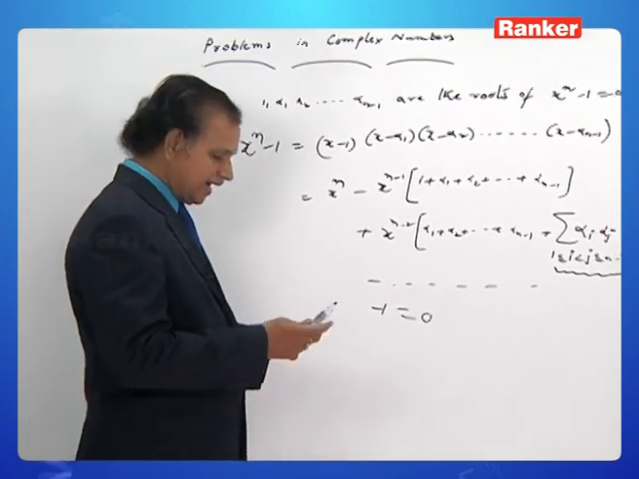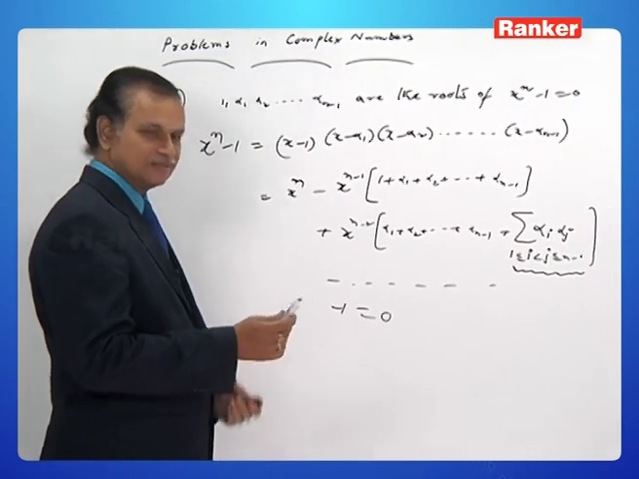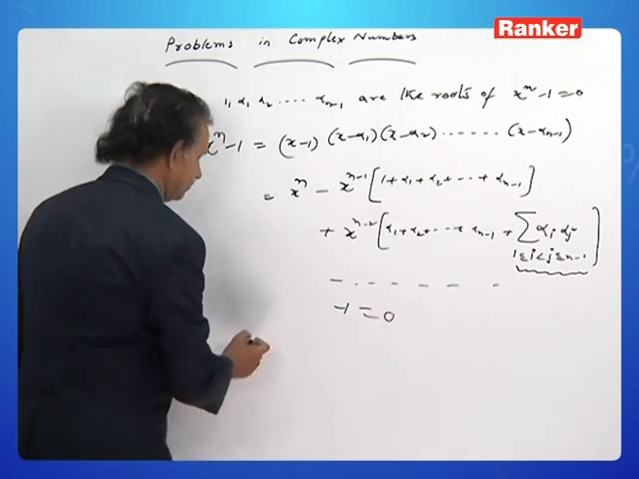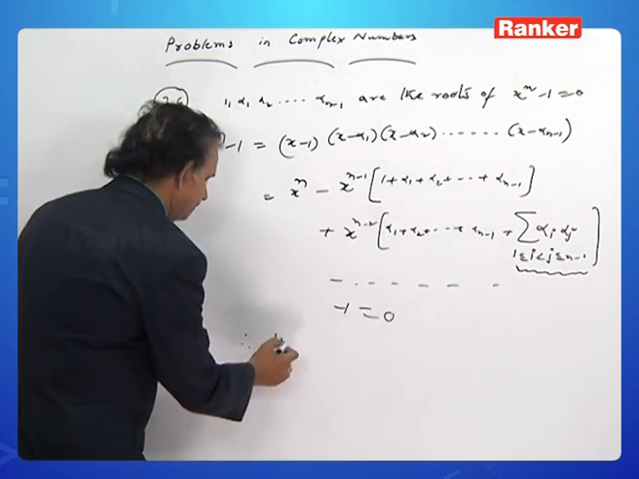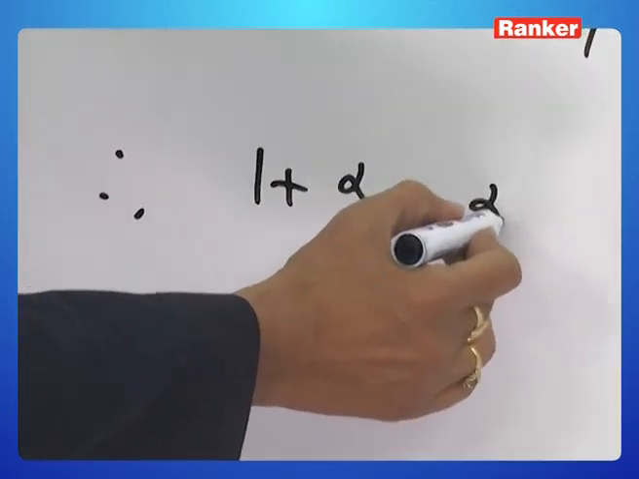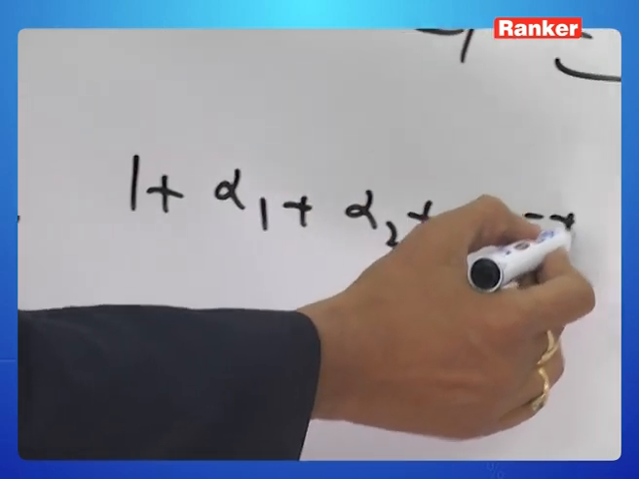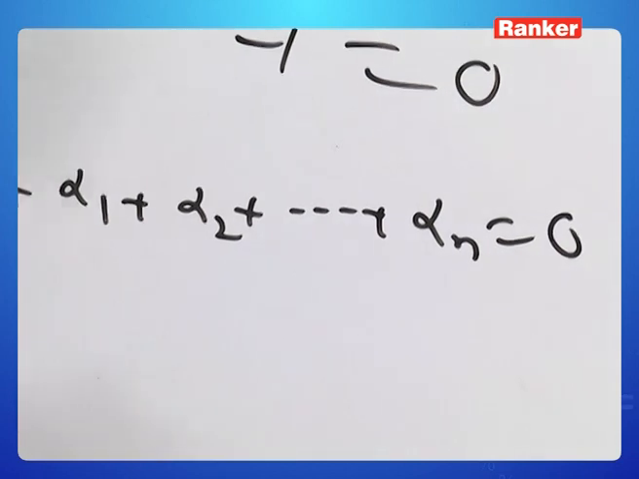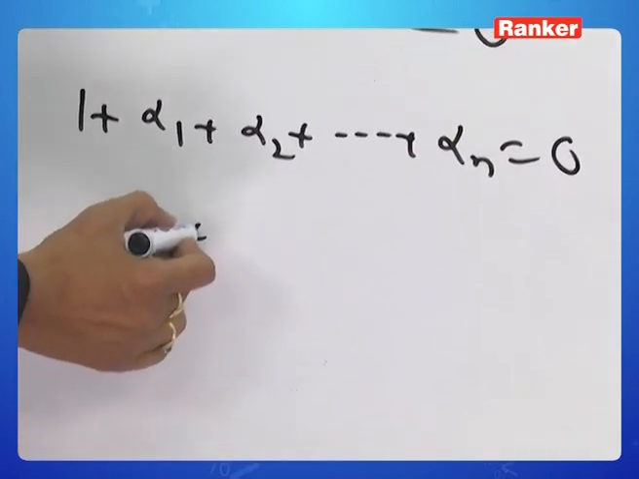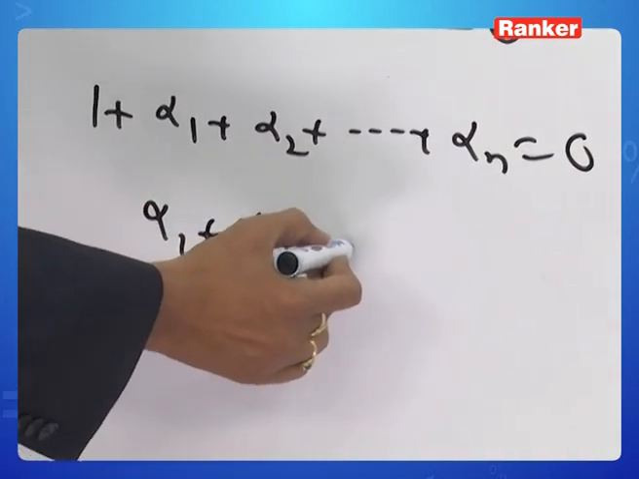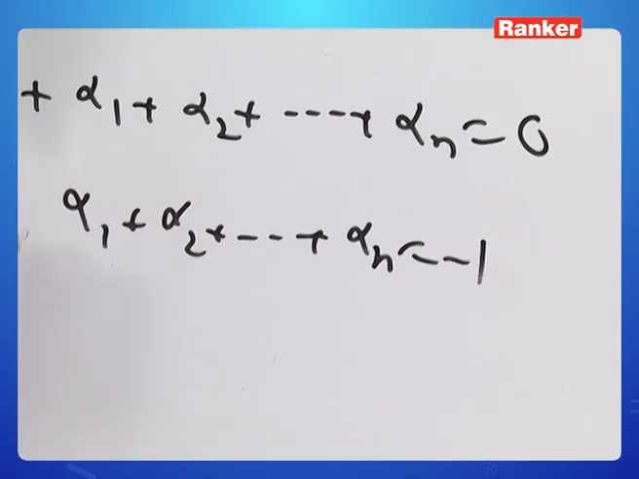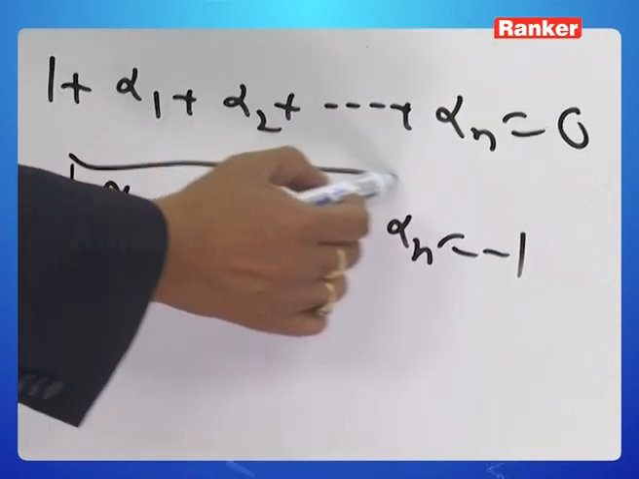Let us compare the coefficients of the second and third terms. What are you going to have? This is 0. Therefore, 1 plus alpha 1 plus alpha 2 plus etc. alpha n is equal to 0. From this, what can you decide? Alpha 1 plus alpha 2 plus etc. alpha n is equal to minus 1. Keep it aside.